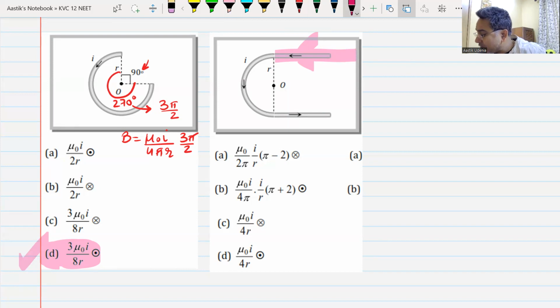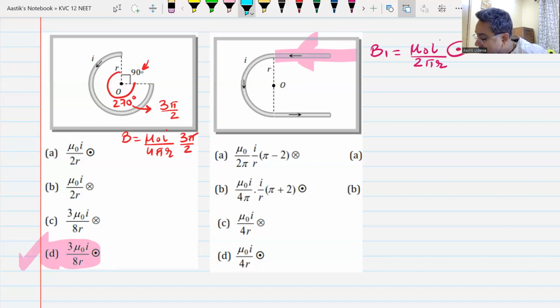The magnetic field due to this semi wire, let me call it B1, will be mu naught I by 2 pi r. Do we remember the formula? Yes or no? Yes, sir. And the direction of the field: current is going like this, point P is downward. So if I turn my fingers, it will be coming in the outward direction. Yes or no? Yes, sir.